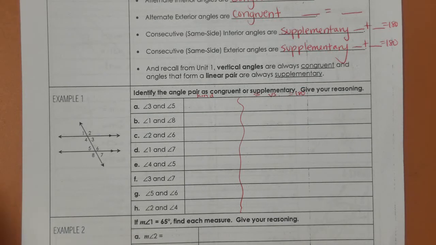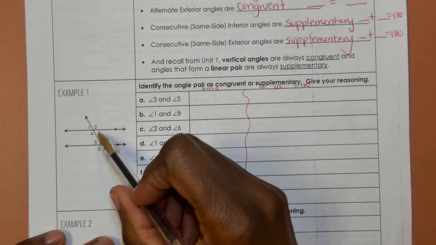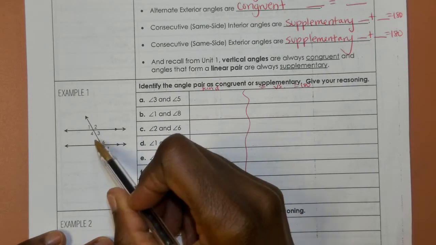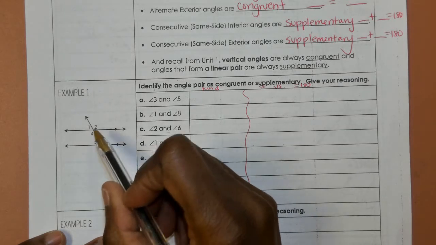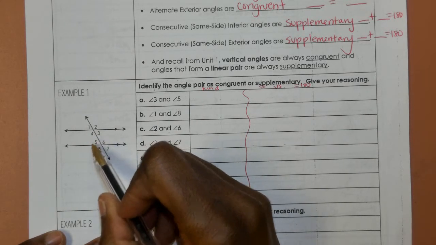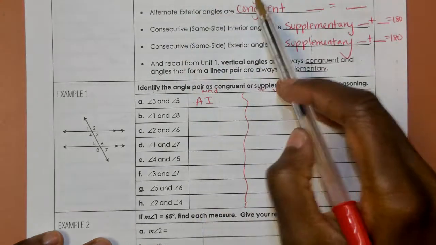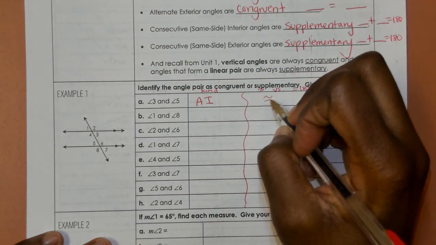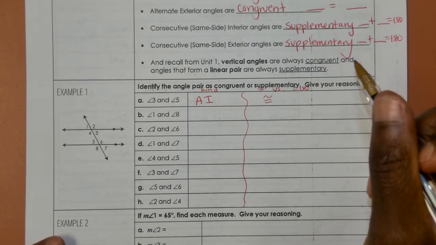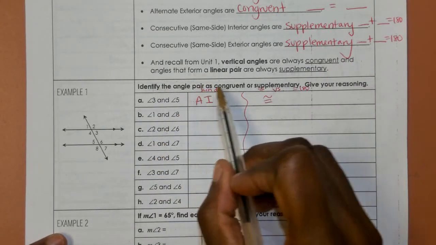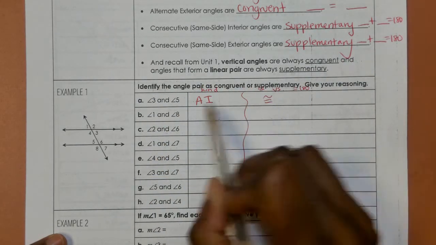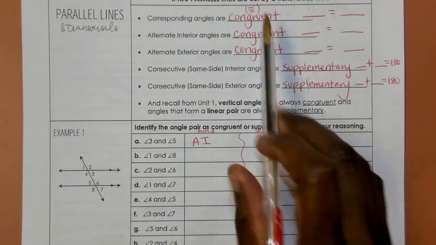All right, so 3 and 5, if we look at those first, are inside of the two lines and on alternate sides of the transversal. One's on the left, one's on the right. So they're alternate interior. Looking up here, alternate interior angles are congruent when lines are parallel. So we're identifying the angle pair as congruent, and our reason is that alternate interior angles are congruent when lines are parallel.